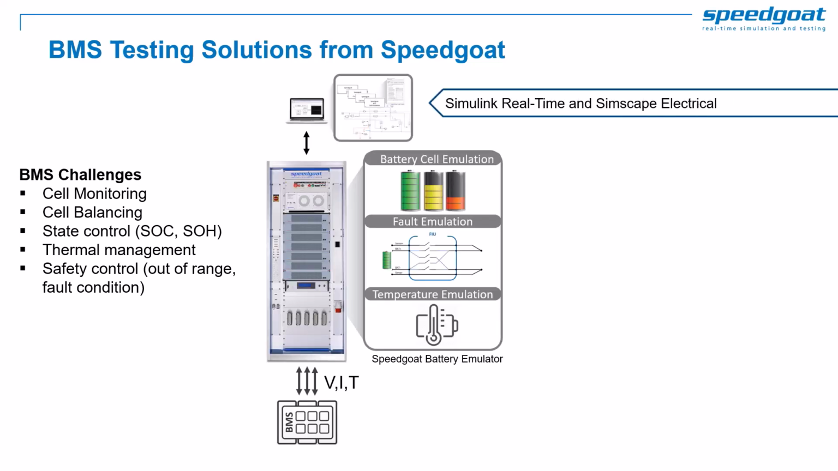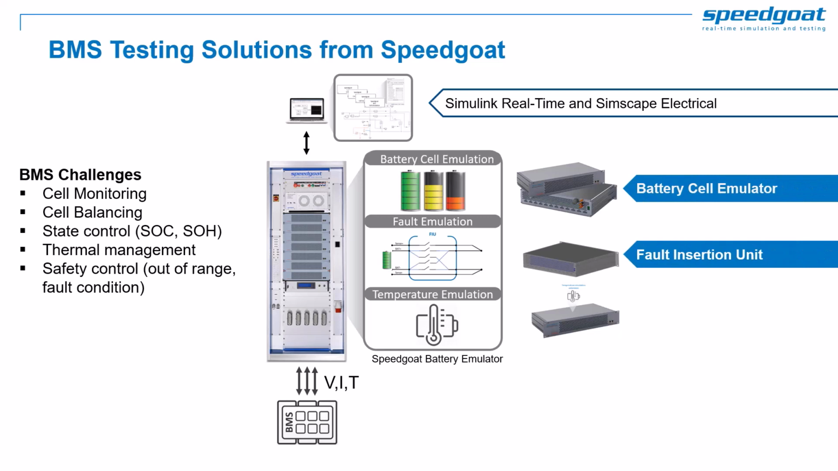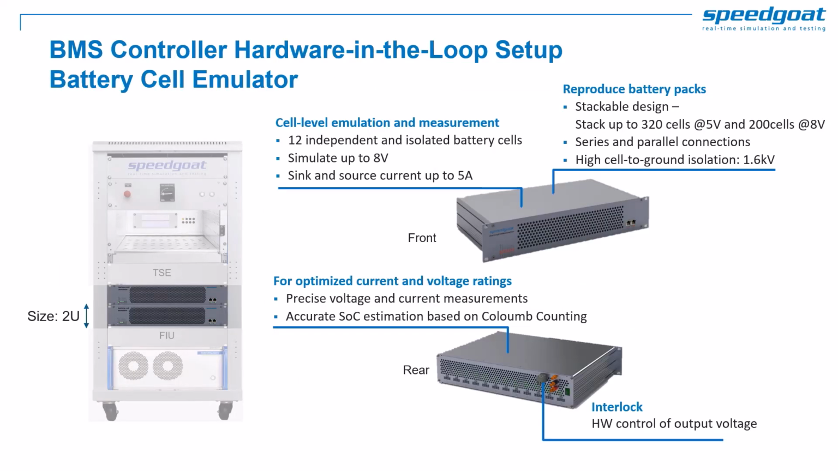Speedgoat allows you to deploy your Simscape Electrical model in real time to perform all those tasks mentioned earlier. The test rack can be customized to contain a battery cell emulator, fault insertion units, or even units to perform temperature emulation. This battery management testing capability using a cell emulator can be really useful to shorten development cycles of your BMS and battery, and again to find errors earlier. Therefore, I want to show you how you can build it up.